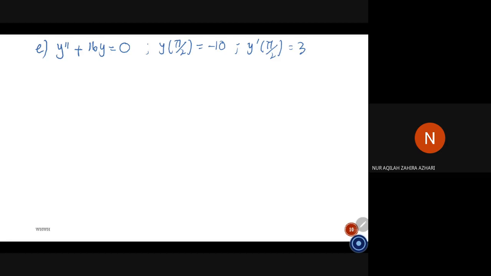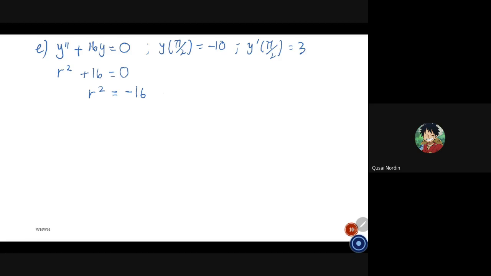Y double prime plus 16y. So what do we get now? r squared. Is there an r term? No. So we have r squared plus 16 equals to 0. Okay, can we factor this? If you check b squared minus 4ac, r squared plus 16, you can just bring it from the left hand side to the right hand side.